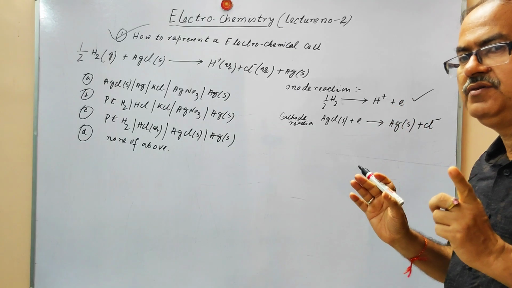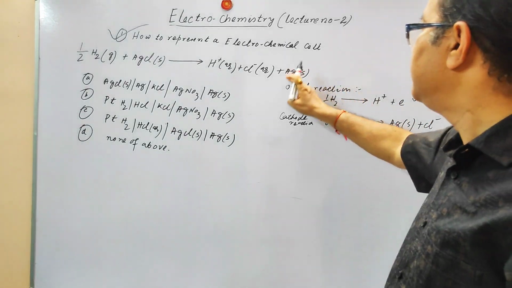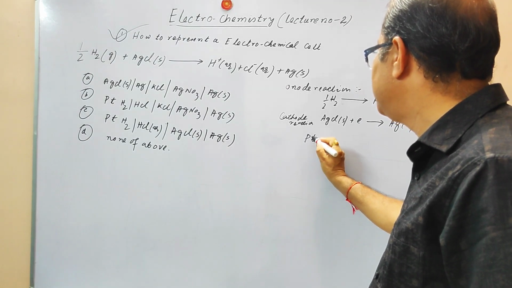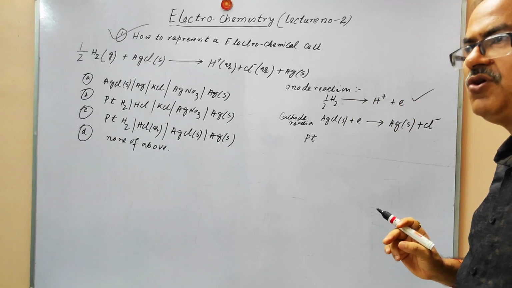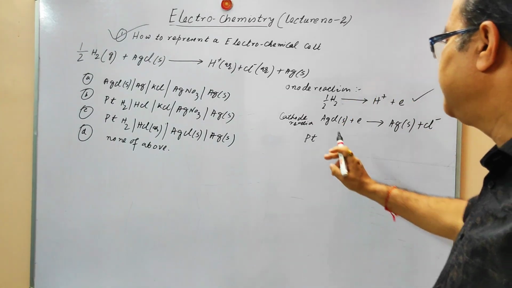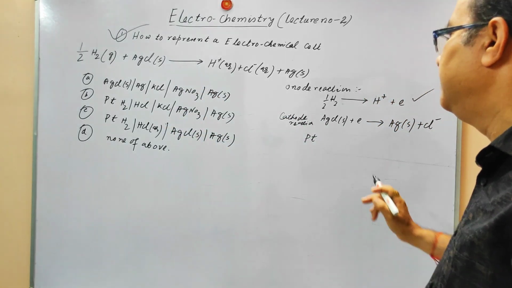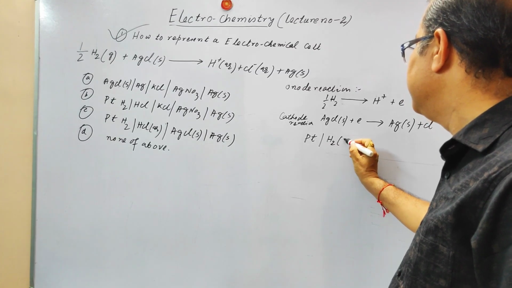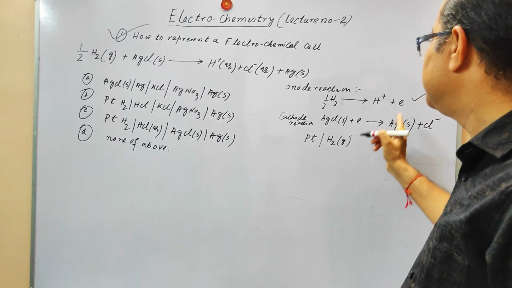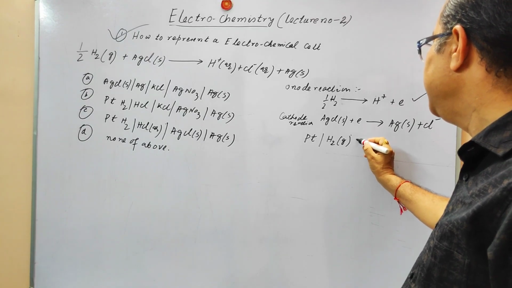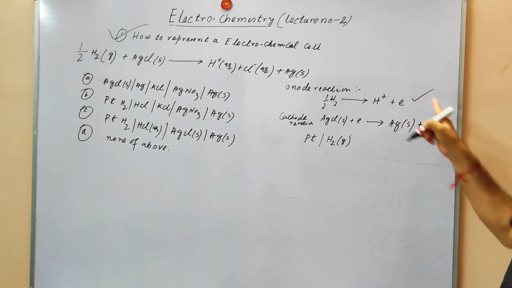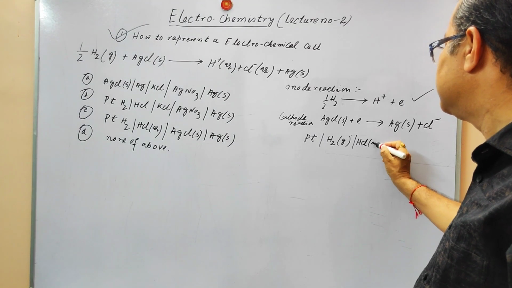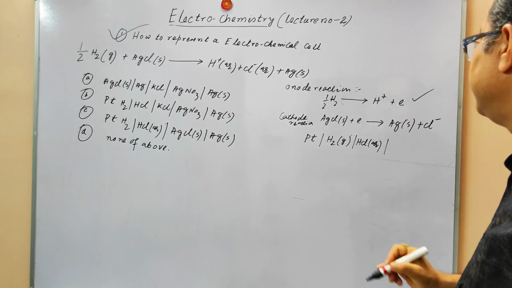the anode. On the left hand side there is the anode. In the anode this reaction is going on. So what do we write? You have to write an electrode because hydrogen is a gas. For that you need an electrode, that is, we have taken platinum here. So the platinum electrode is there. Then we have to write the hydrogen gas, and then HCl because here H plus ion has been created and Cl minus ion has been created. So we will write HCl aqueous.